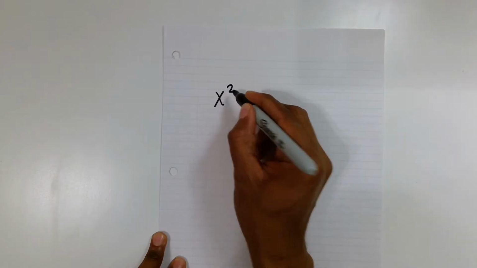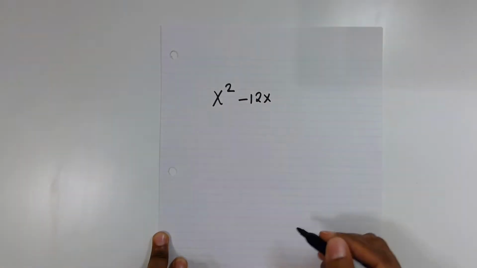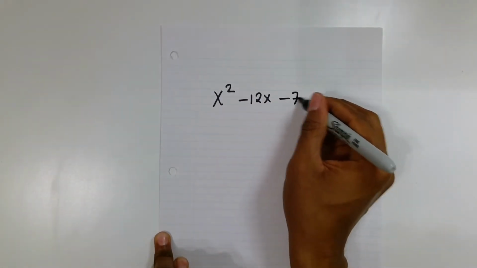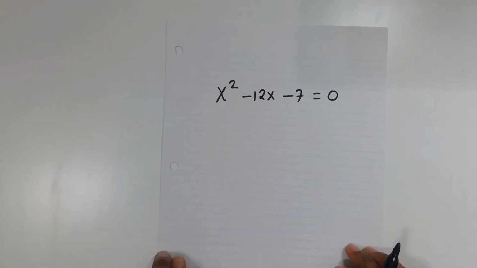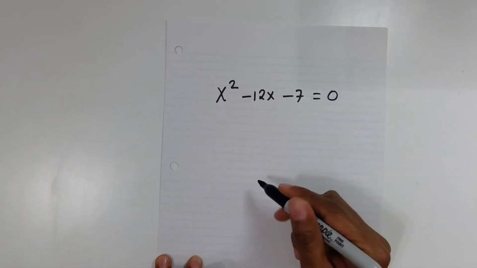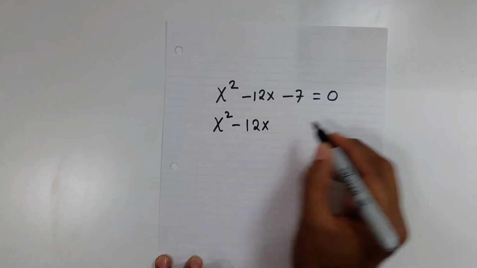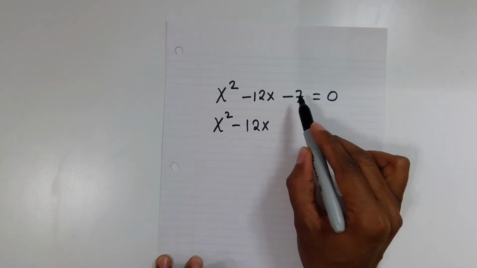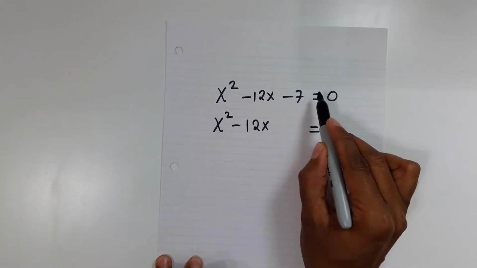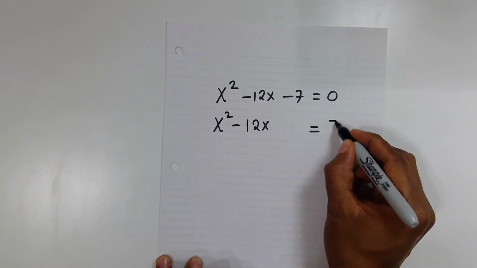x squared minus 12x minus 7 is equal to 0. The first step to solving a quadratic equation by completing the square method is to take the constant to the other side of the equation. So that is x squared minus 12x is equal to, and when you take it to the other side of the equation, the sign changes. If it is negative, it becomes positive, and if it is positive, it becomes negative. In this case, it will become positive, so that will be 7.